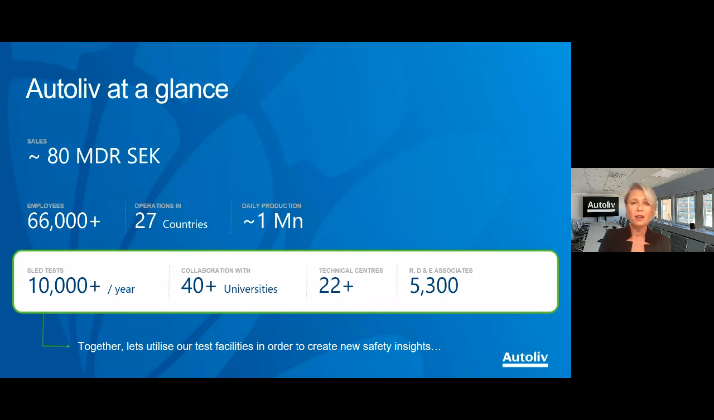We have a strong history of a triple helix collaboration culture within Autoliv that we think is essential for bringing these values to the market. We mean that we're actively working with governments, agencies, universities, OEMs, and others to produce the world's best safety solution. Over to you, Ellen.